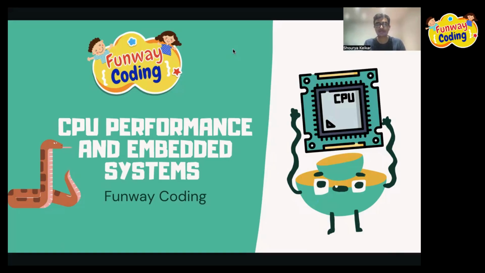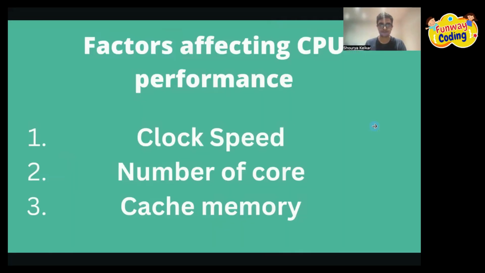Today we'll be discussing CPU performance and embedded systems. Let's dive in. First, let's talk about the factors affecting CPU performance. First is clock speed, second is number of cores, and third is cache memory.